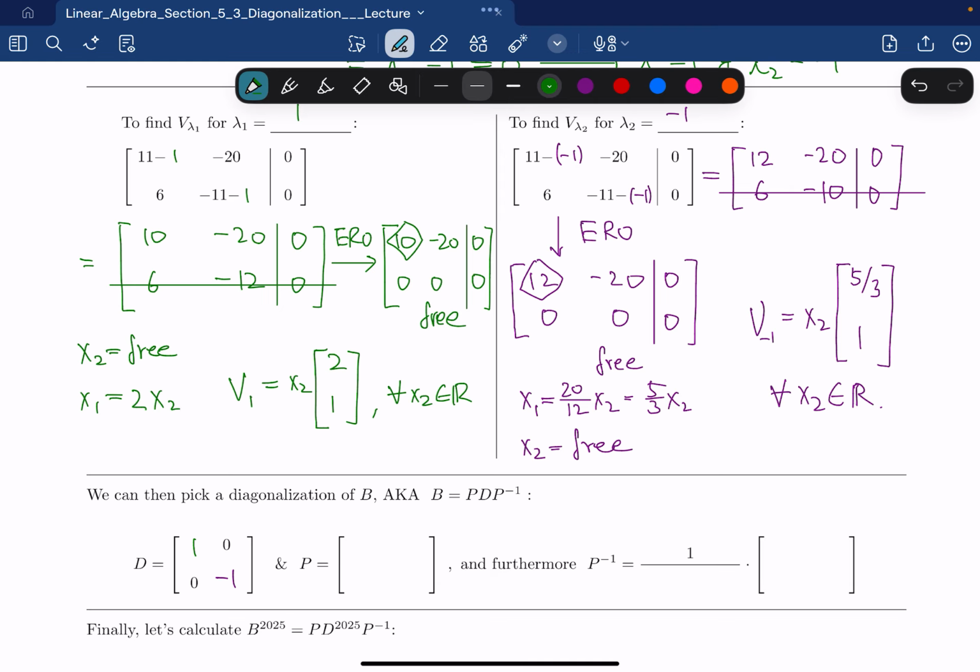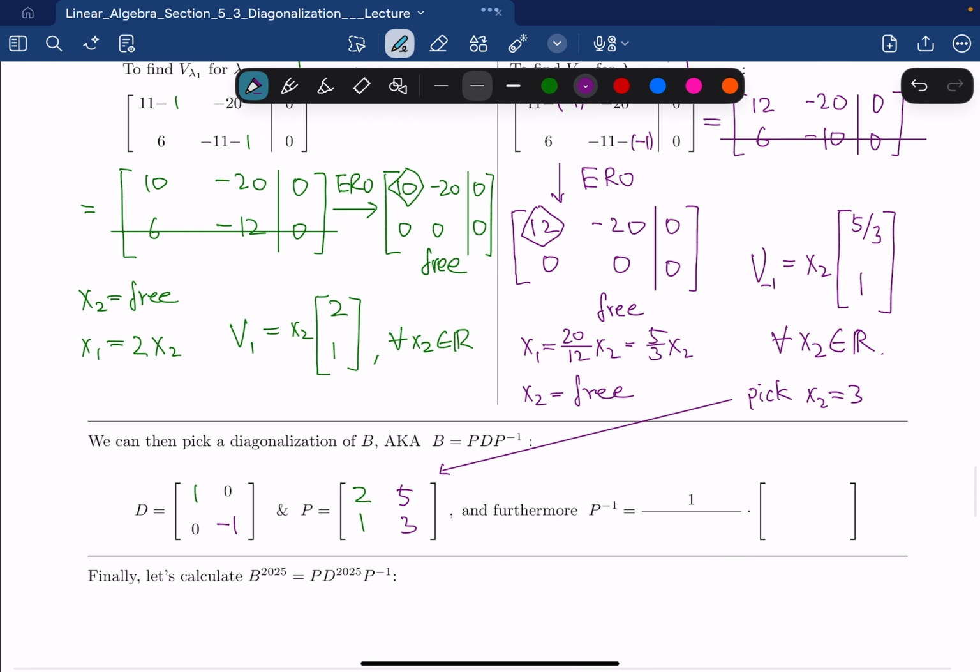For V1, it's not too bad. I can just pick 2, 1. For V2, I want to be a little bit careful. Instead of picking 5/3, 1, I'm just going to choose x2 equals 3 here, and then choose the vector 5, 3. Okay, 5, 3. Pick x2 equals 3. And from here, I can then easily calculate P inverse.